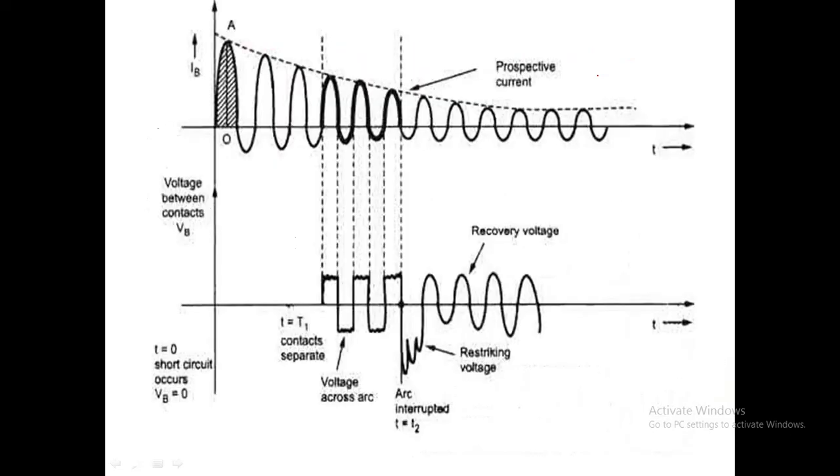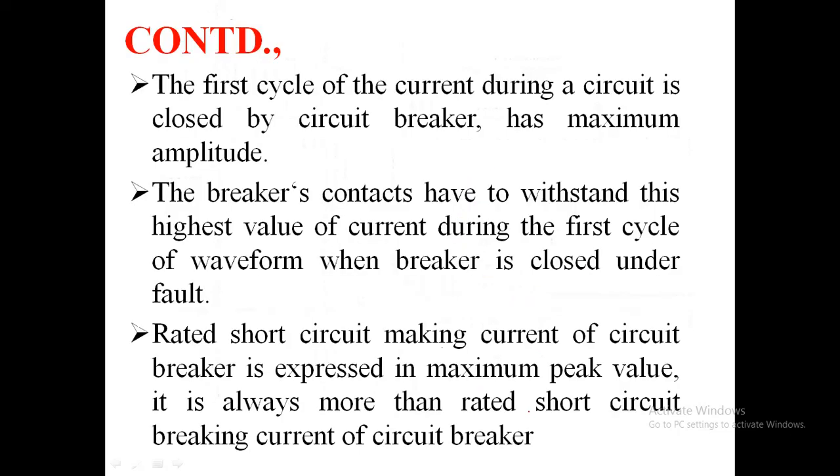So this is your circuit diagram and a waveform for AC voltage between the contacts VB. When the short circuit occurs, VB is 0 and the arc will be interrupted. This is your recovery voltage and this is your restriking voltage at a time t equal to 2. Okay, so this is the waveform.